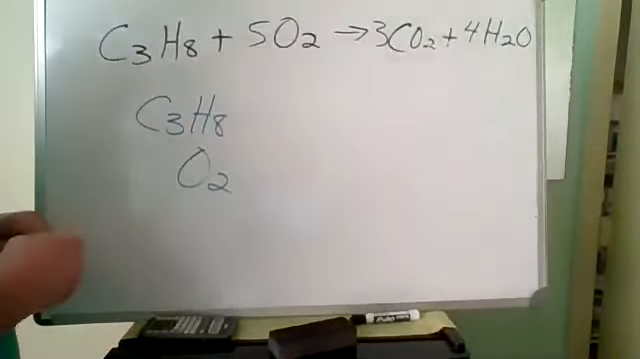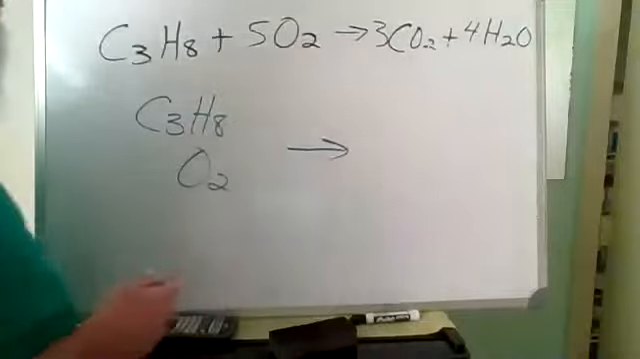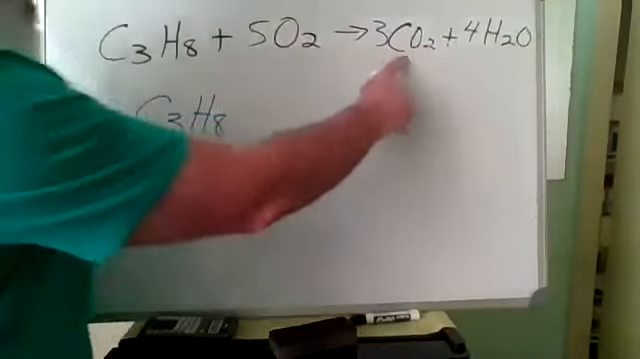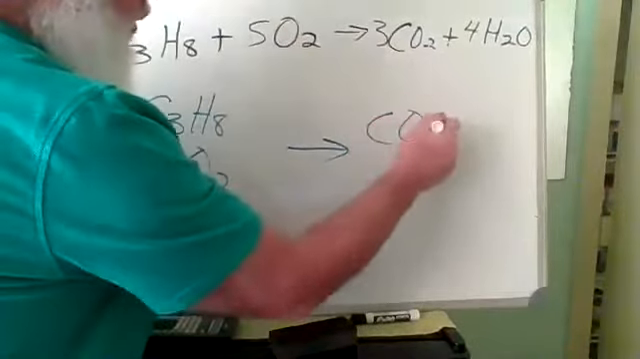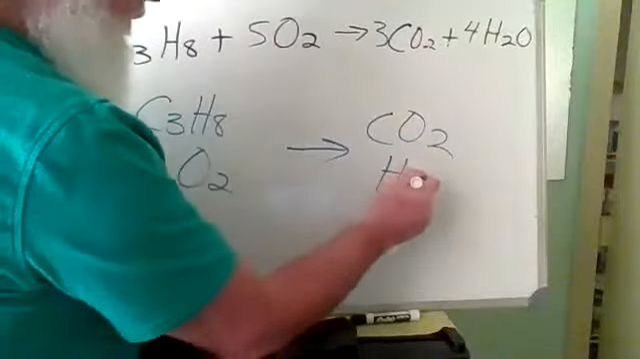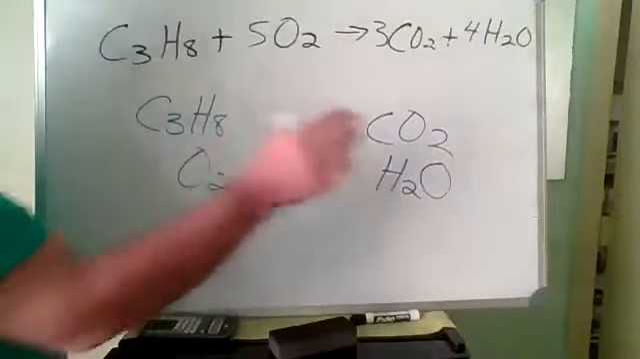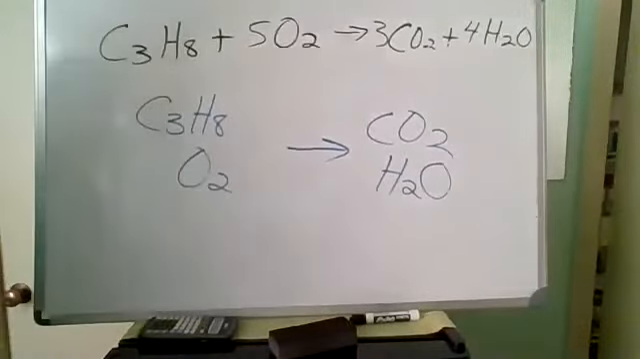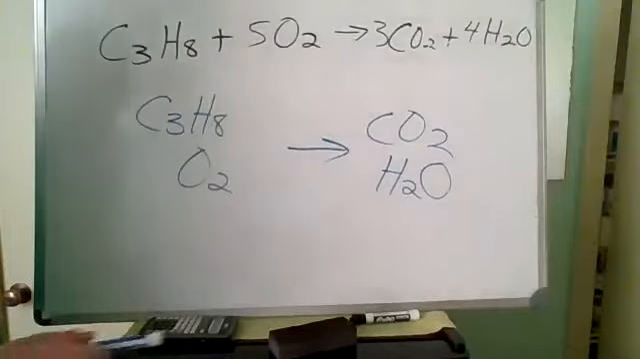So these are the reactants, and they get turned into the products. So what are the products? Carbon dioxide, CO2, and water vapor. Reactants and products. Does everybody see that? Remember, the products are produced.